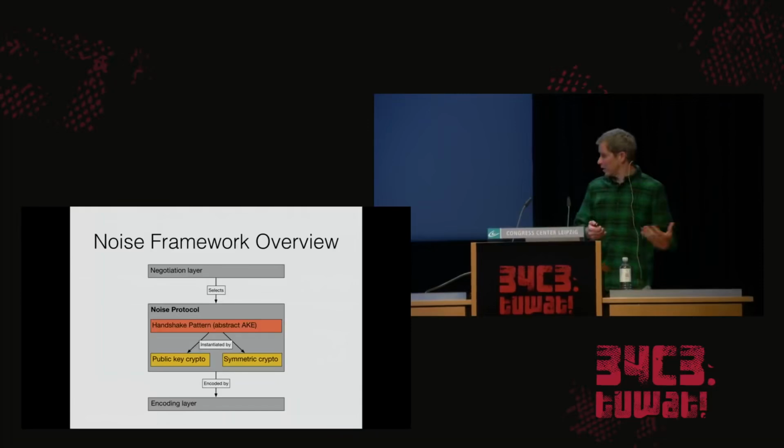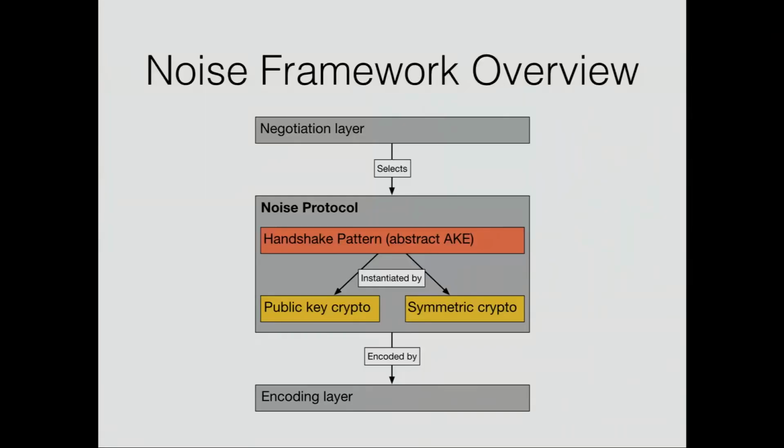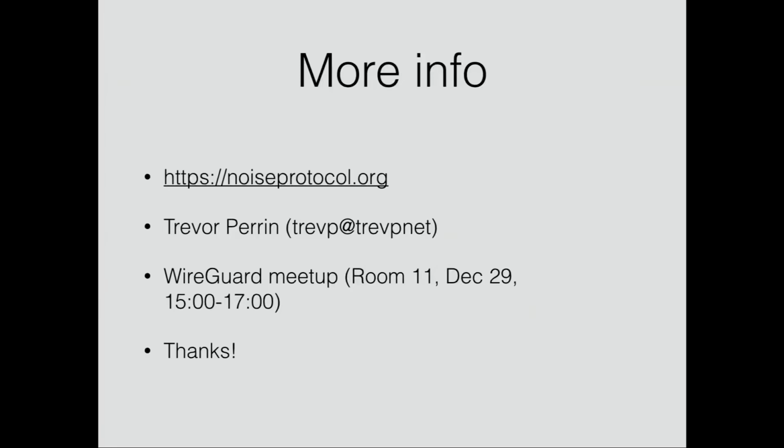It ends up looking like this, with a very simple negotiation layer, switching to this very linear notion of a fixed noise protocol that you can assemble together by taking an abstract notion of patterns and combining it with cryptography of your choice. We're still working on a lot of extensions for this.